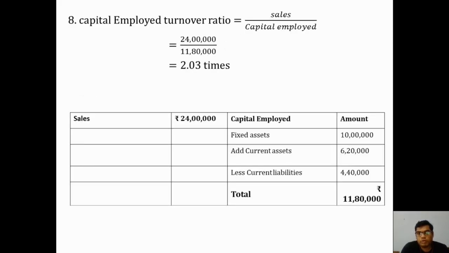Capital employed turnover ratio. The formula for this is sales divided by capital employed. The value of sales is 24 lakhs, and earlier we have calculated capital employed, so the same thing can be used over here. That is 24 lakhs divided by 11 lakh 80,000. So the answer will be 2.03 times. So this was the ratio analysis 15 marks problem. So this ends this problem.